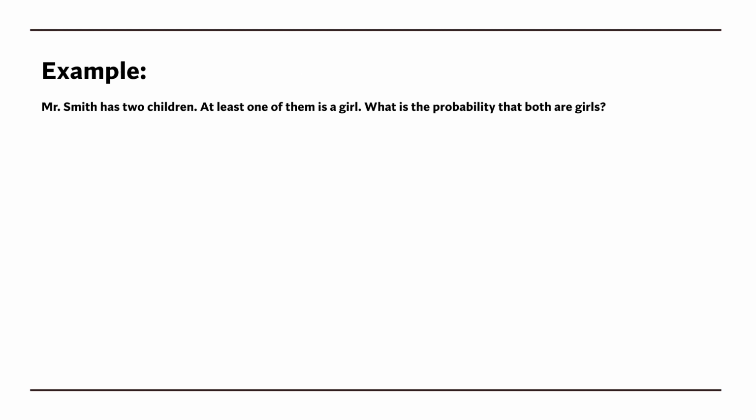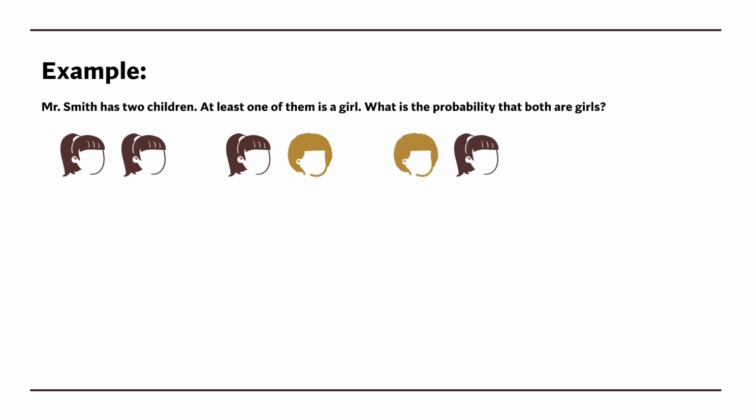Mr. Smith has two children. At least one of them is a girl. What is the probability that both are girls? What we are given is that one of them is a girl. But what is the probability that both are girls? The different possibilities are that both could be girls. One could be a girl and a boy. It could be a boy and a girl, or it could be both boys as well. So let's use conditional probability here.